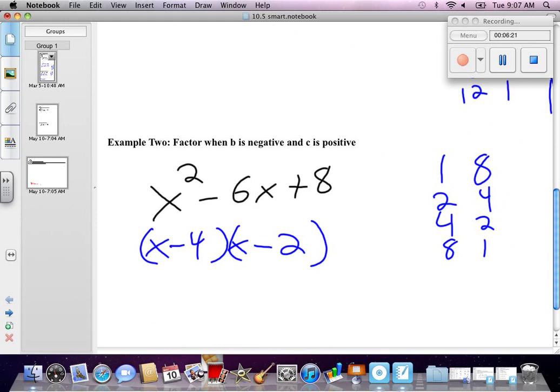Okay, so I didn't do this before, so I'm going to do it now. How would I check this? Anybody got an idea? You would FOIL or do the box. I'm going to do the box right now.